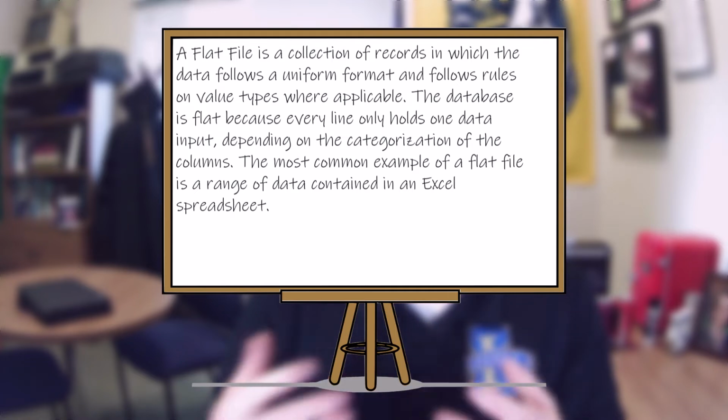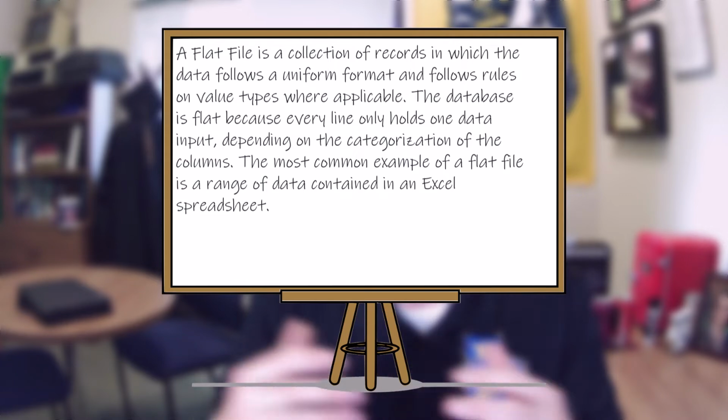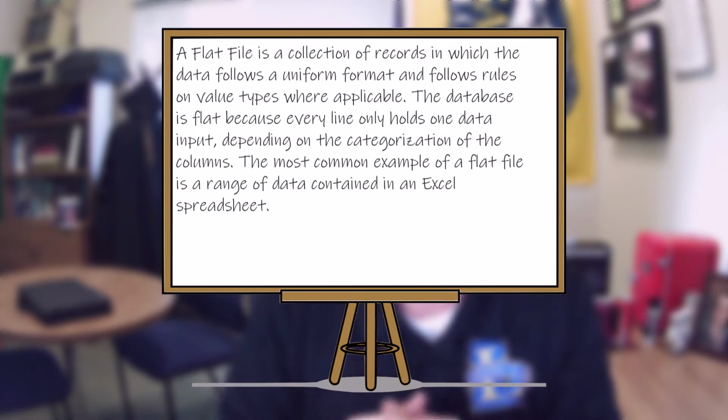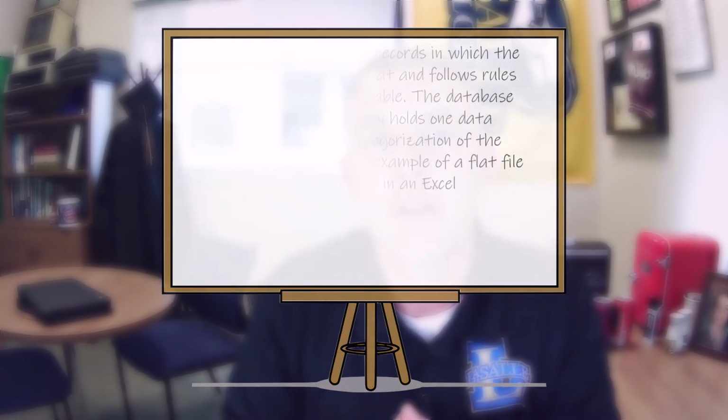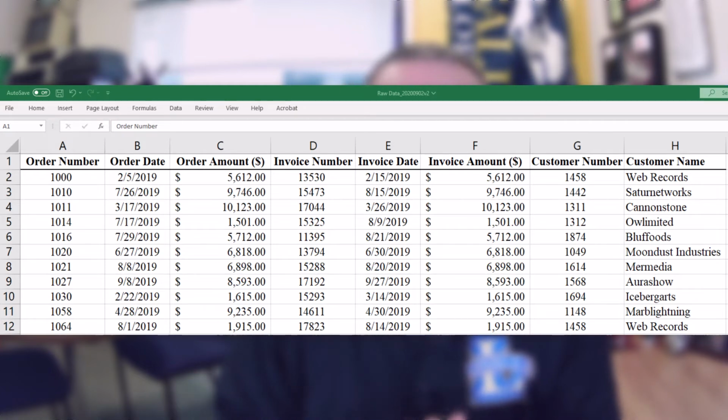All right, a database like this is what we would call a flat file because every record in that database holds one and only one data input. The most common example of a flat file is an Excel spreadsheet. So when you hear the word flat file, you should be thinking about how data looks in an Excel spreadsheet or in a Google Sheet. Put simply, a flat file is a means of maintaining all of your data in one place.